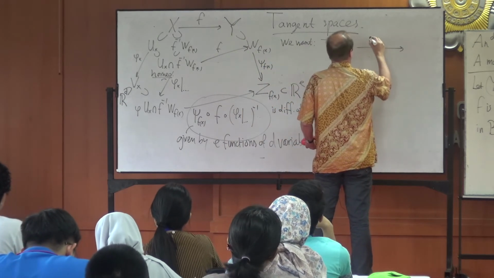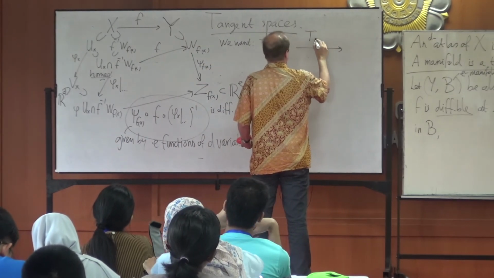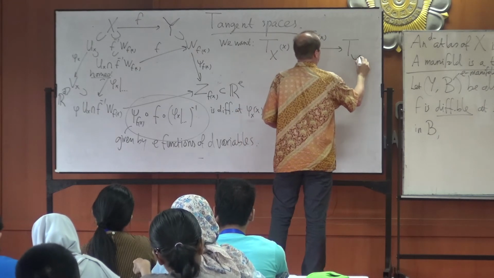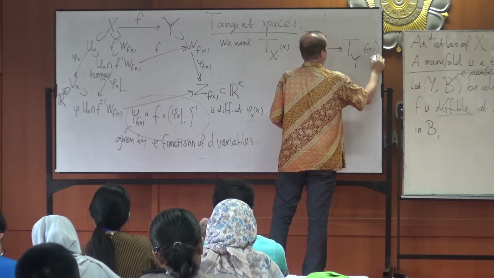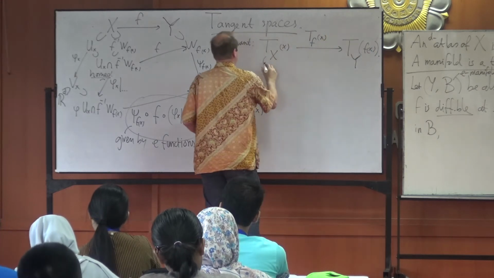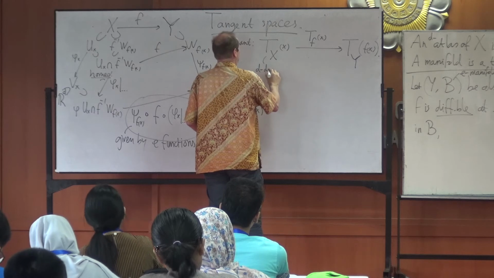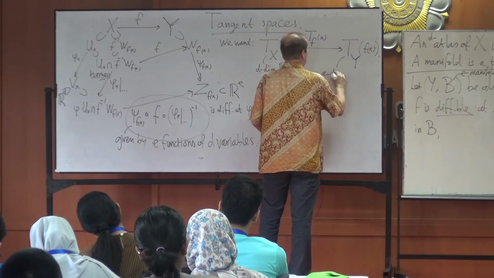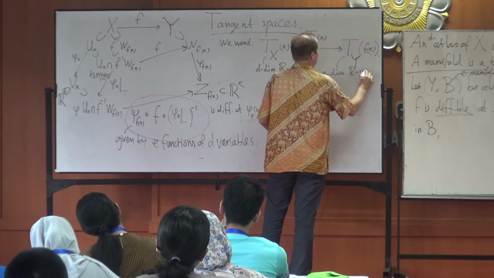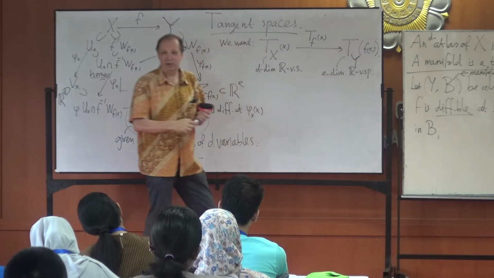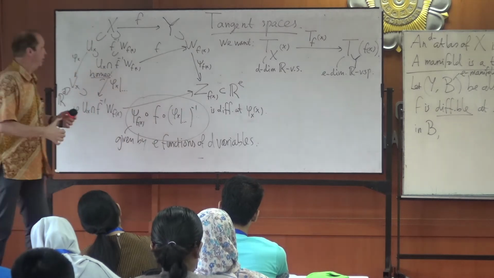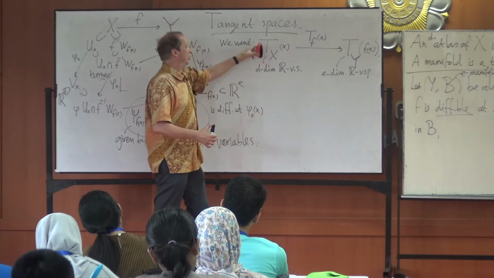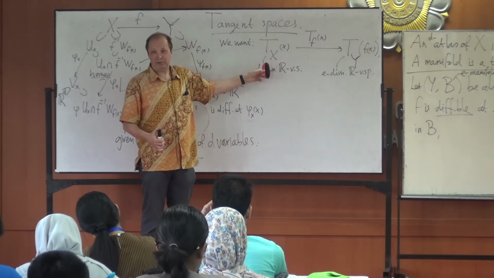We want to have the tangent map, so Tf at x is my notation for the tangent map, and it goes to T_y of f(x). Okay? This is a d-dimensional R vector space, and this is an e-dimensional R vector space, and I still have to give you the definition. So the elements in this vector space are called tangent vectors.